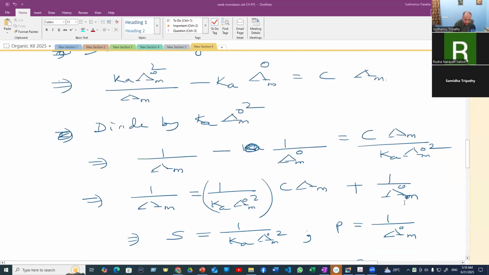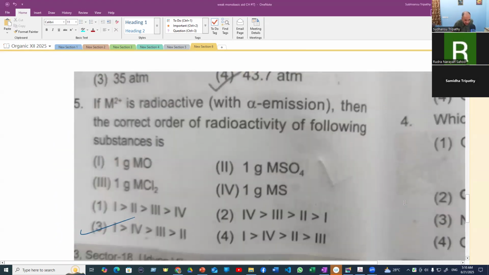Okay, but the other one is not that very interesting, but maybe interesting. Now let me read out for the benefit of Miss Samidha. M2 plus is radioactive. If M2 plus is radioactive with alpha emission, then the correct order of radioactivity of the following substances is this: 1 gram MO, the metal oxide, 1 gram metal sulfate, 1 gram metal chloride, 1 gram metal sulfide. It seems it is a divalent metal. Of course, it is given divalent M2 plus.